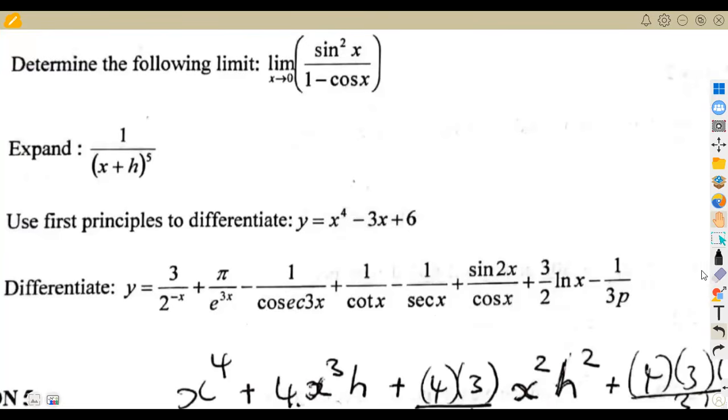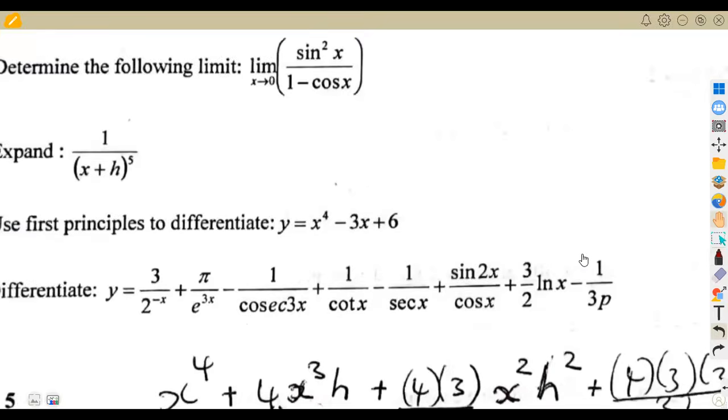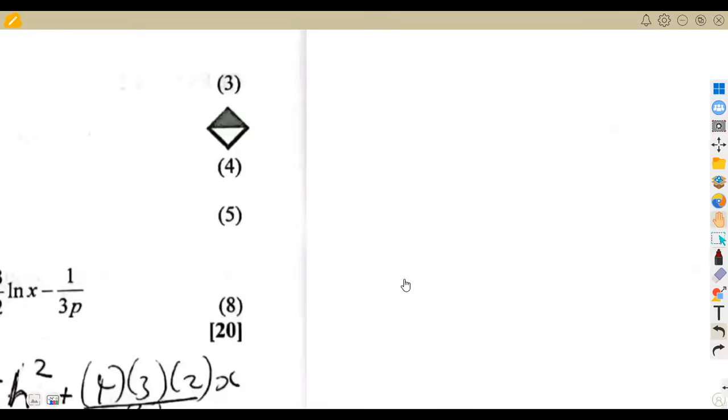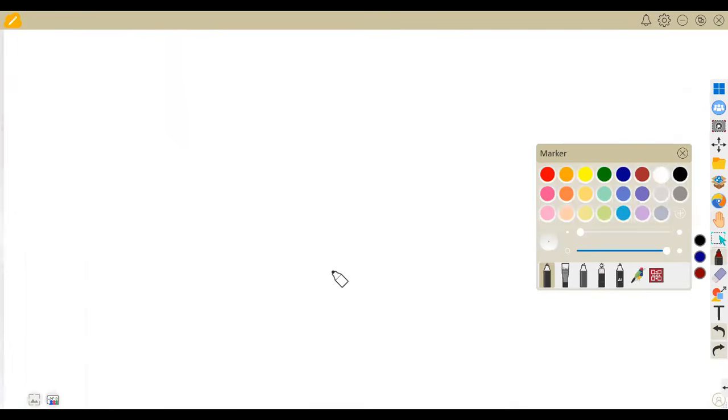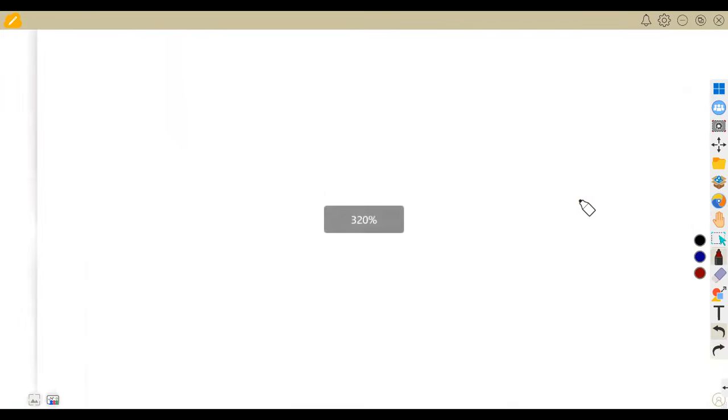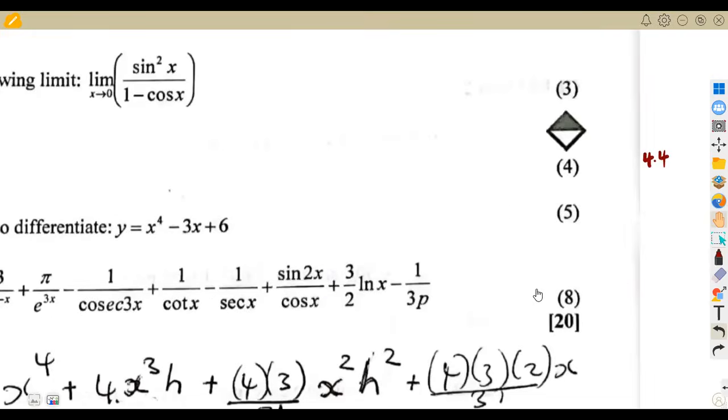All right, so here, because of our time, I'm just going to write the derivative. Let me just try and minimize a little bit. So this is 4.4. Like I said, I'm just going to find the derivative of y with respect to x directly. I'm not going to rearrange like I always do. All right, so let's start.